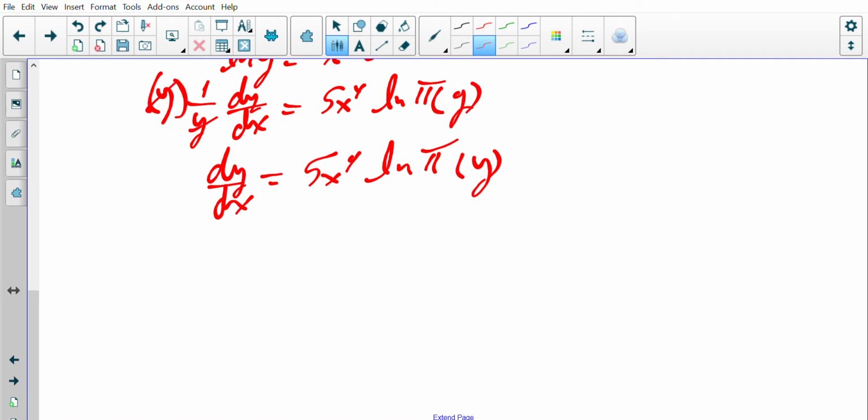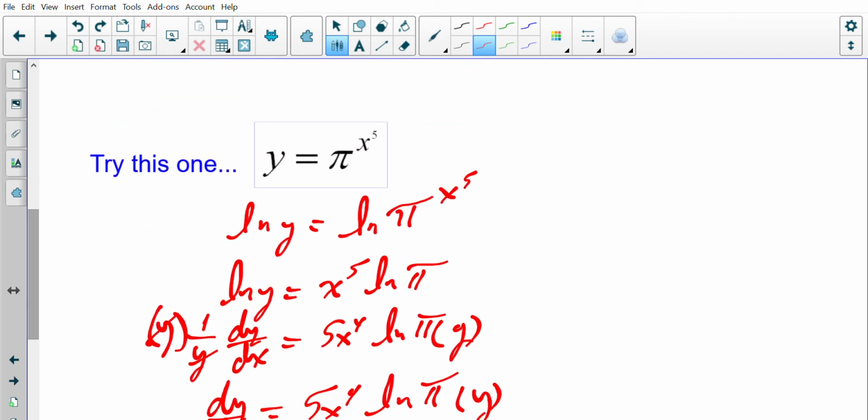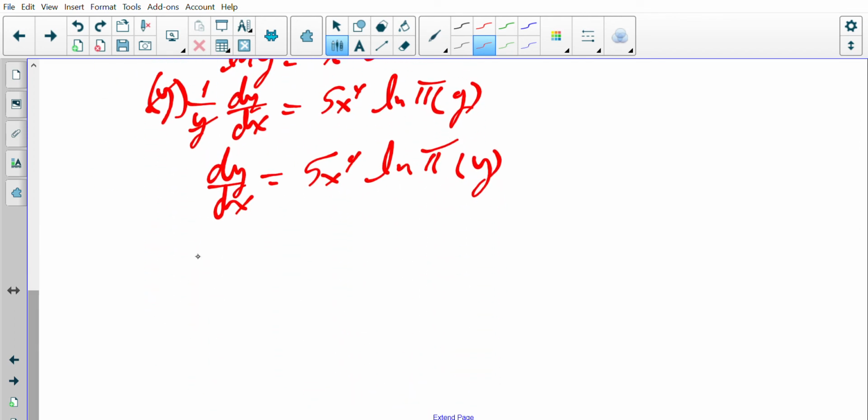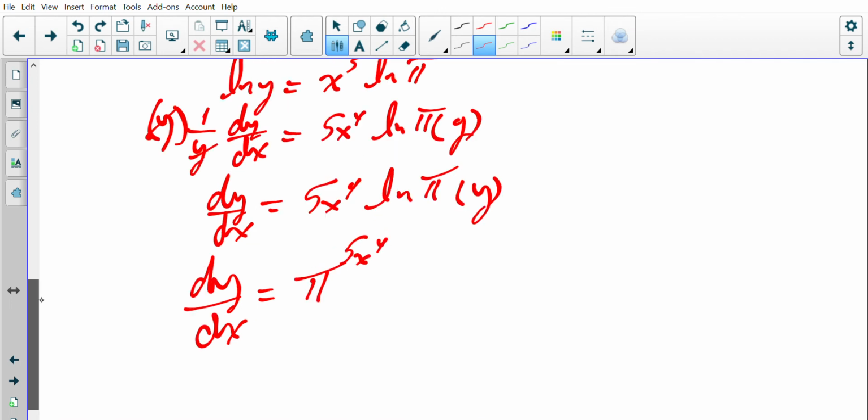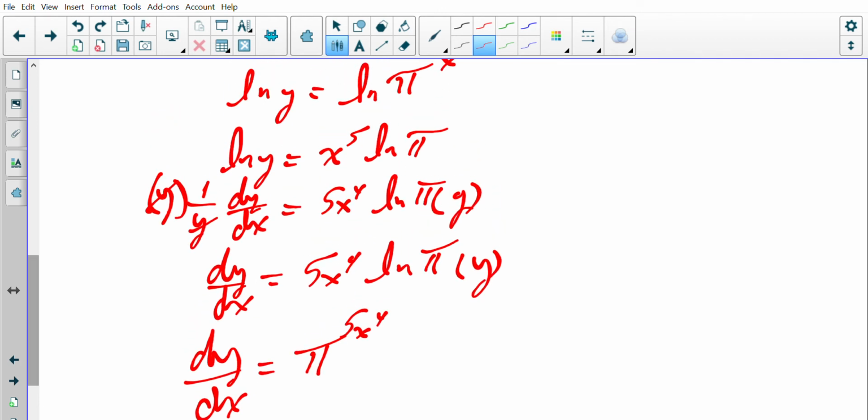Replace y with what it was equal to in the beginning, which was pi to the x to the 5th power. So when I write out my derivative, so y, I'm going to put it at the first. You'll see why when I show you the rule here. So my y was equal to pi to the exponent 5x to the fourth. That's not right. What did I do wrong here? Sorry, pi to the x to the fifth. That was my u.